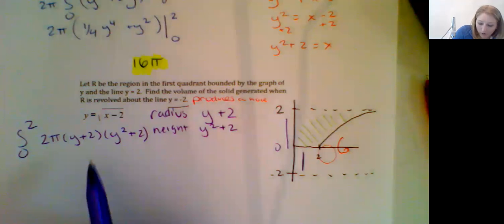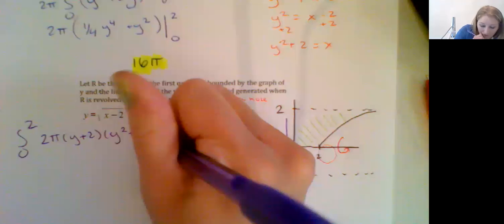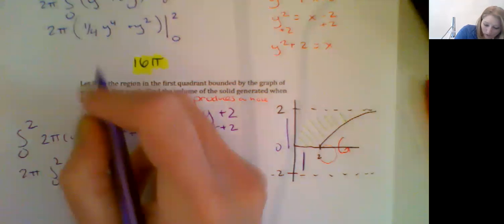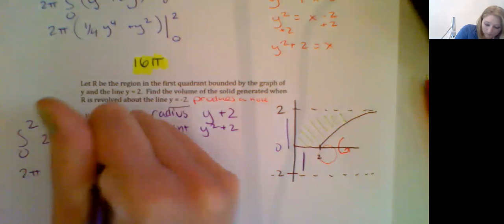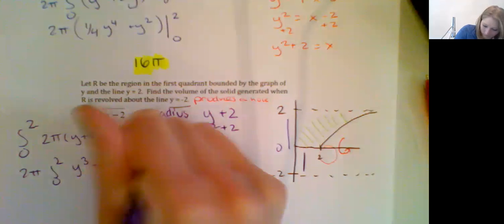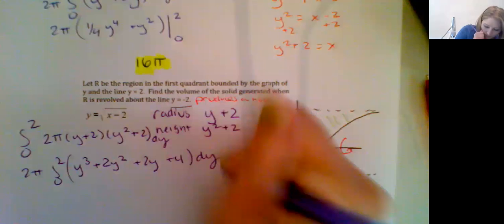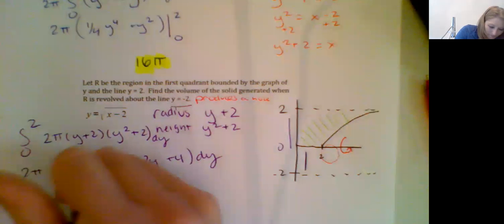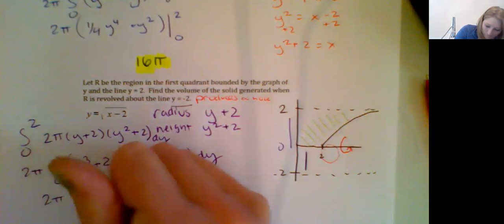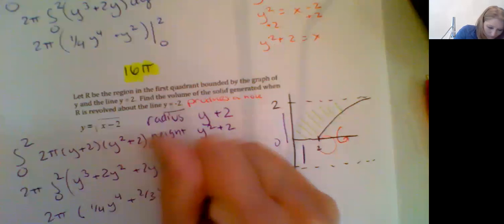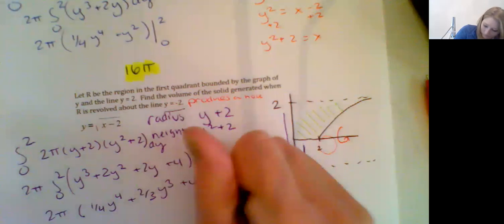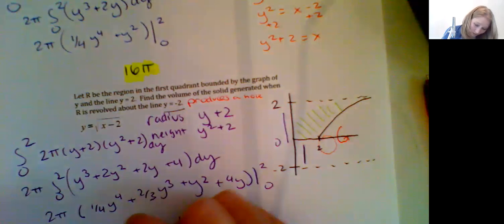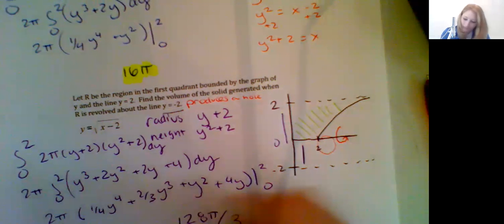Okay. All right, so first we're going to take out the 2 pi so we don't have to worry about that when we integrate, and I'm going to go ahead and FOIL this out. All right, and let's integrate now. And we're going to evaluate that on the interval of 2 to 0. So if we do that, we're going to end up with 128 pi over 3.